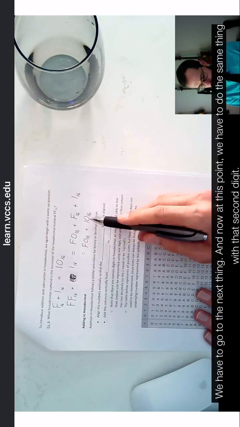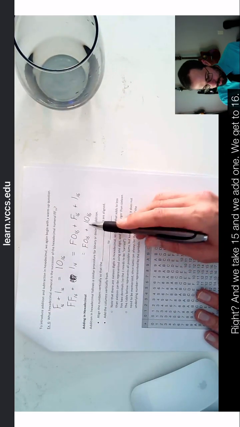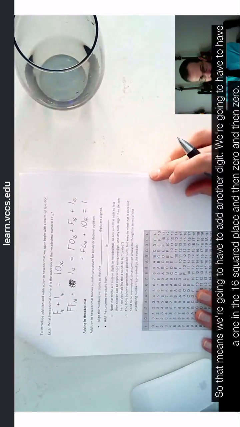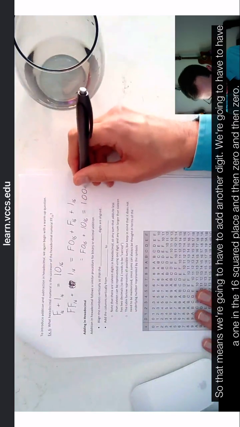And now at this point, we have to do the same thing with that second digit. When we take 15 and we add 1, we get to 16. So that means we're going to have to add another digit. We're going to have a 1 in the 16 squared place, and then 0, and then 0. So it's kind of like we did with binary, but we have to rethink about the fact that we have 16 different numerals to work with.